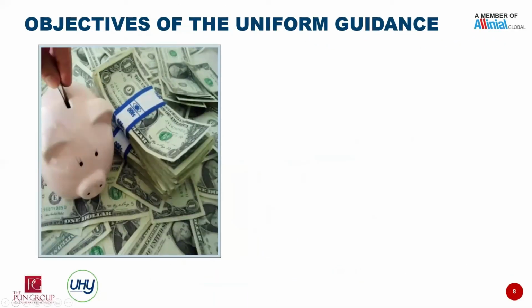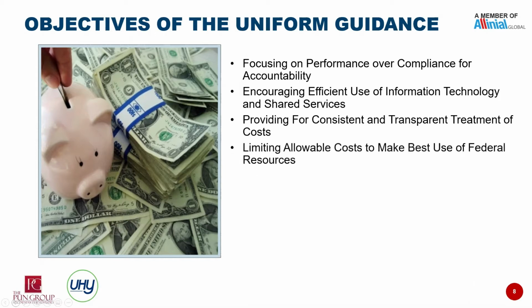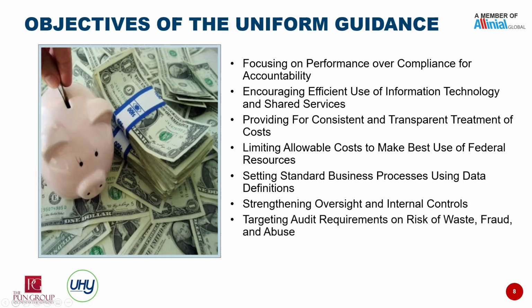So really the objectives of the uniform guidance were also to bring about certain changes where we're now focusing on performance over compliance for accountability as opposed to just compliance, also encouraging efficient use of IT and other shared services, providing for consistent and transparent treatment of costs within those circulars, and limiting allowable costs to make the best use of federal resources and award dollars. Last, setting standard business processes using data definitions, which is in the early parts of the chapters, and then strengthening oversight and internal control. And last, targeting audit requirements on risk of waste, fraud, and abuse.